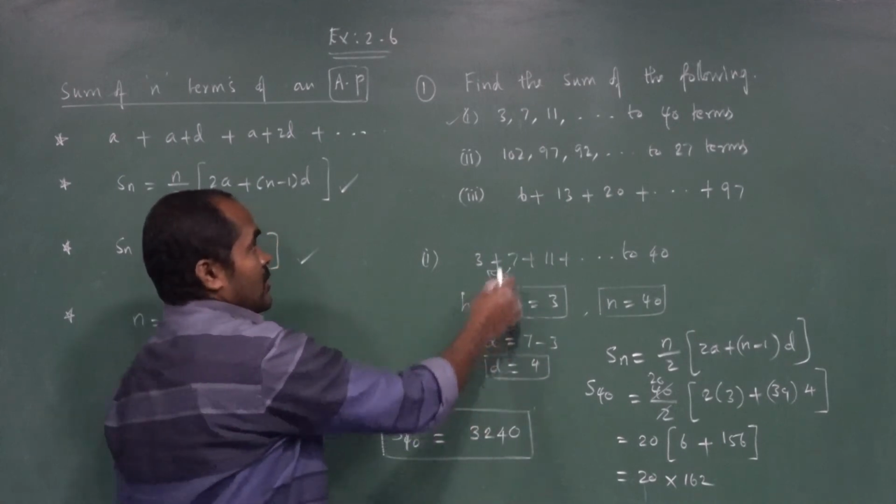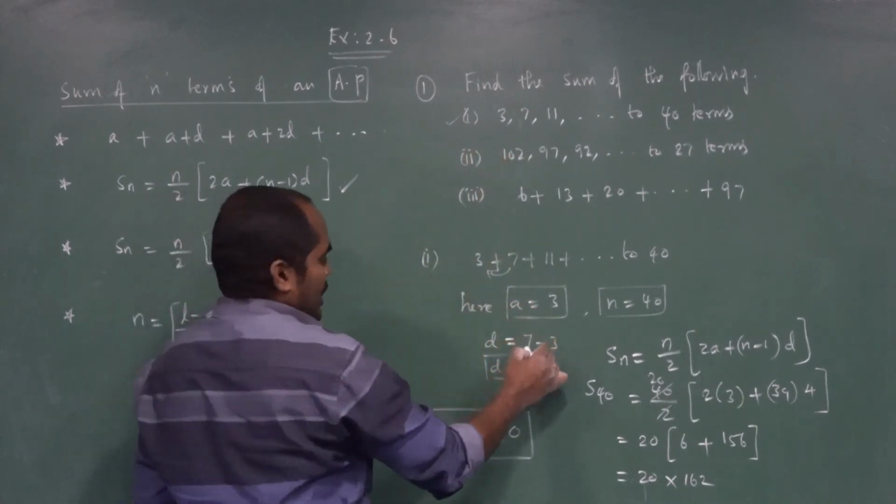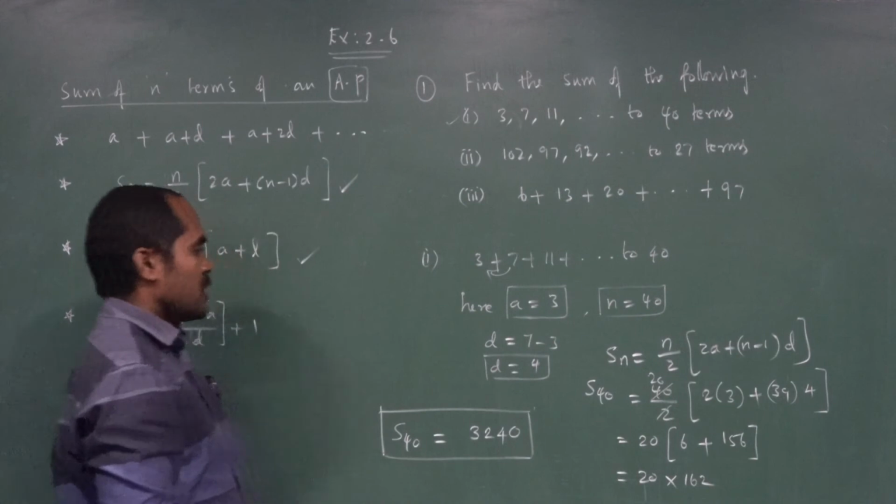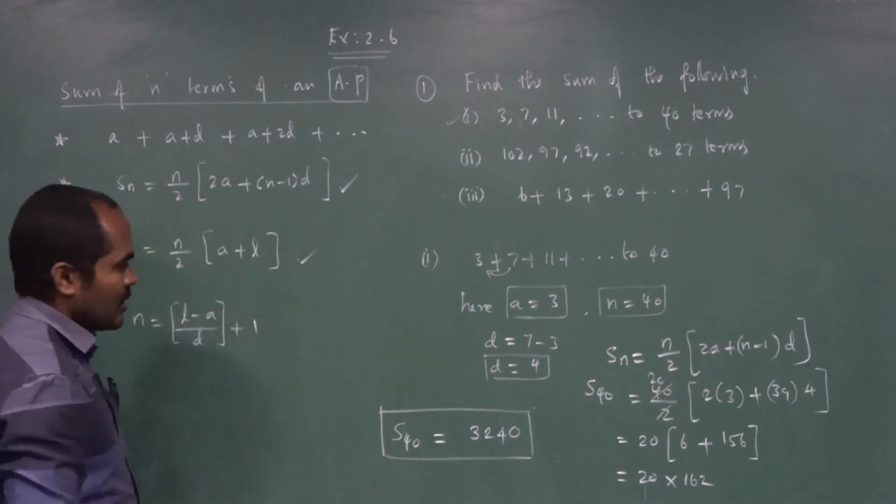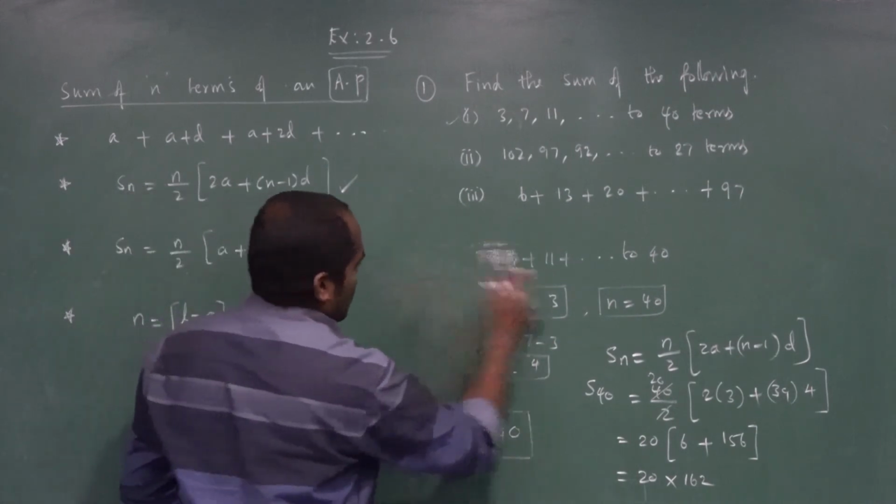So here a value is 3 and d value is 4, which means use this first formula. Right. Now the second question.